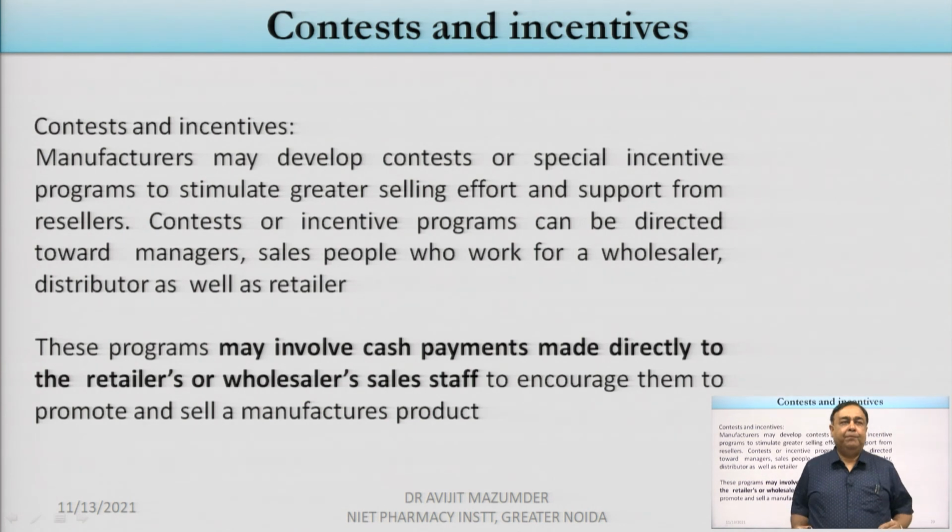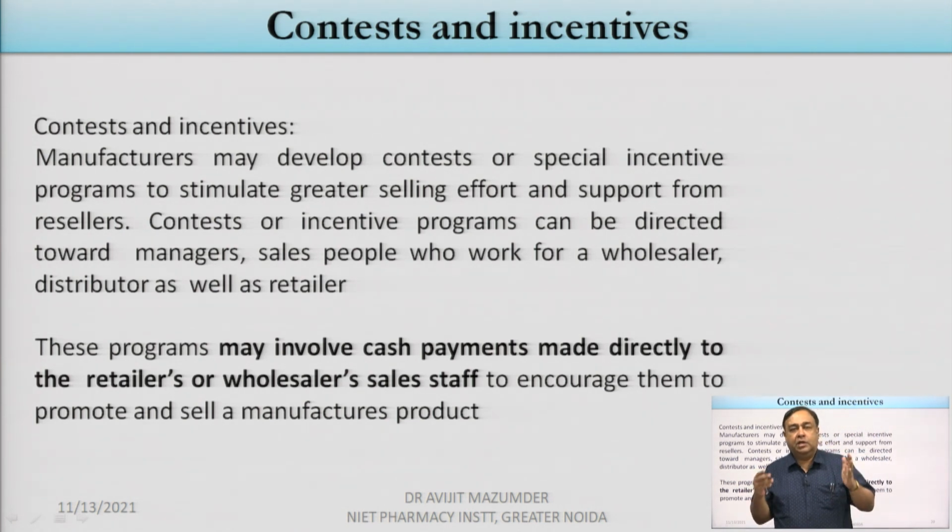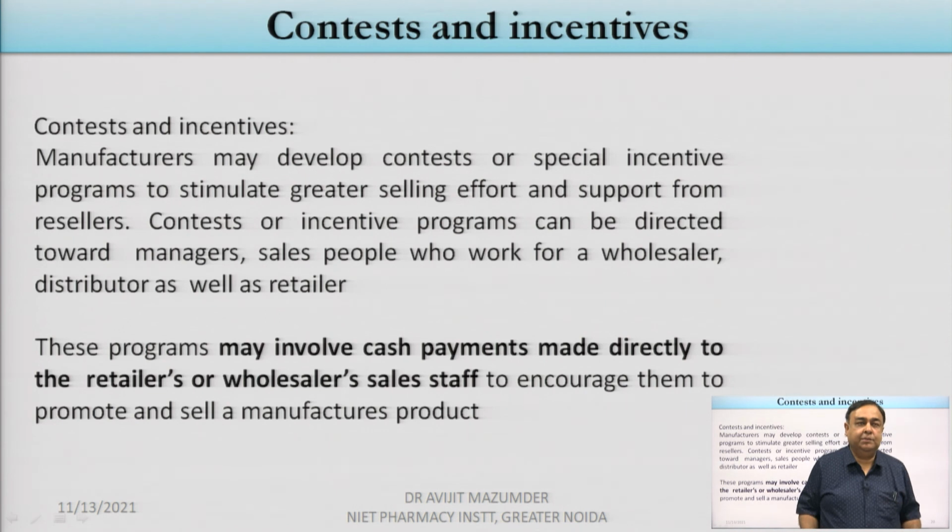What they do is arrange a contest. If you can sell a certain volume of items, automatically you will be given a certain reward or incentive. So, manufacturers develop contests or special incentive programs to stimulate greater selling effort and support from the resellers. Contest or incentive programs can be directed towards the managers and salespeople who work for the wholesalers, distributors as well as the retailers. This program involves cash payment made directly to the retailers' or wholesalers' sales staff, just to encourage them to promote, to push the product to the customers.